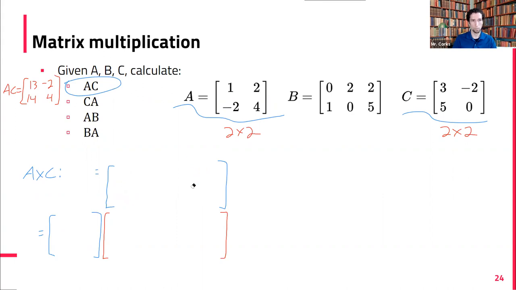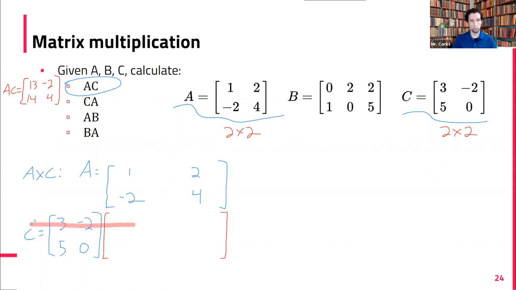The result will be the same. Okay, so we're guessing that it's going to be the same. Let's see what happens. 3, -2, 5, 0, 1, 2, -2, 4. We'll do this a little quicker. I won't write the this times this. We'll just do this plus this plus this for the positions here.